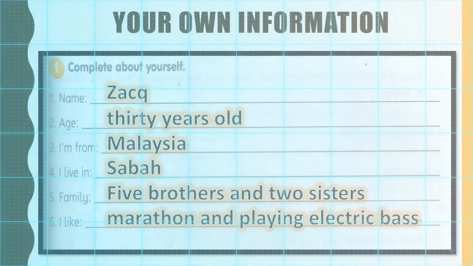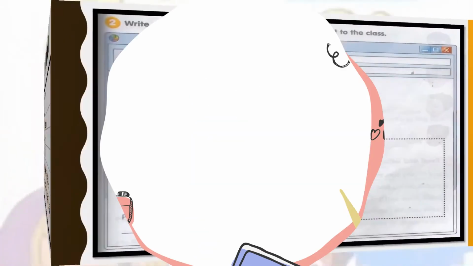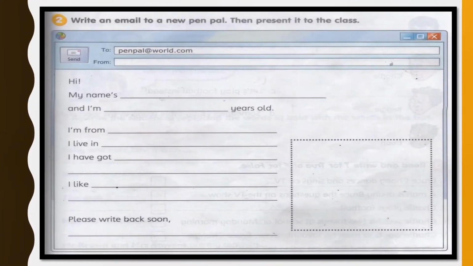Okay, so let me teach you. First, you look at the instruction. Write an email to a new pen pal, then present it to the class. It's okay. What you need to do is, you just write an email to me. I'm going to show you my email address afterwards. So what you need to write here is, the first thing here, look at the word from. This one is your email address. Make sure you write your email address here.